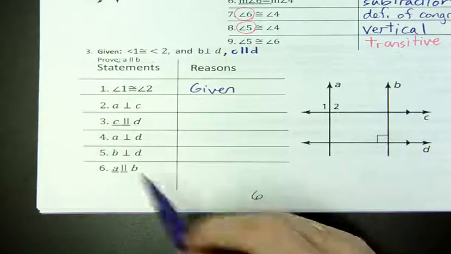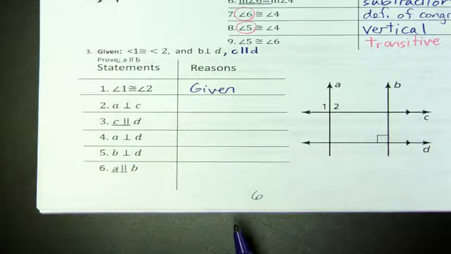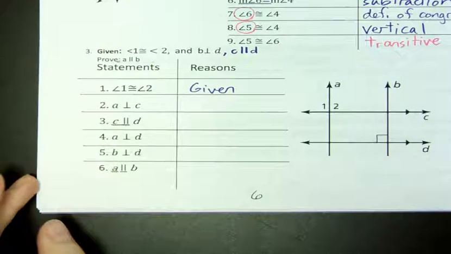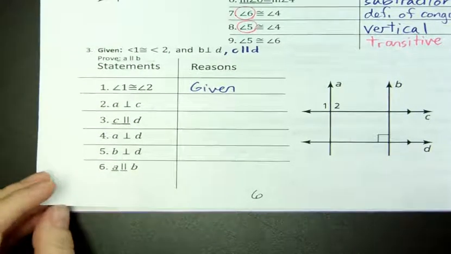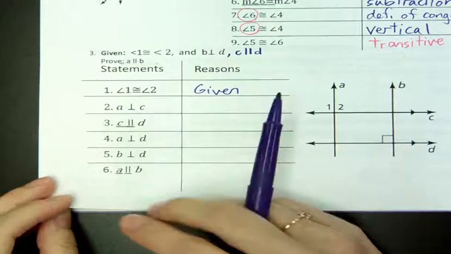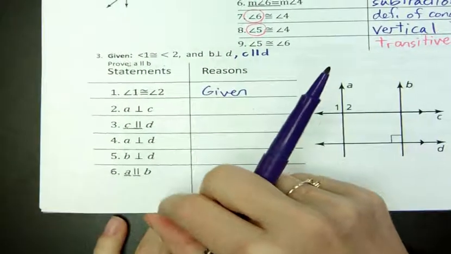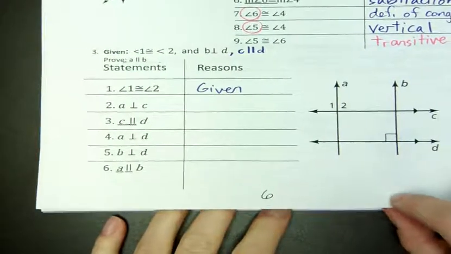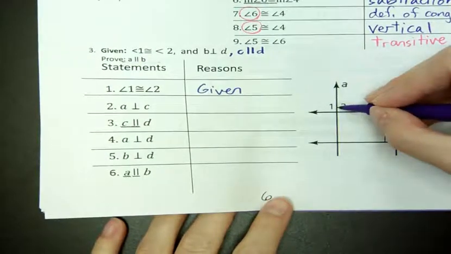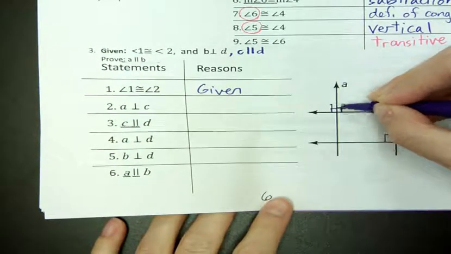So the definition of perpendicular, if they'd given us a perpendicular. But now the perpendicular sign showed up, so we have to put it in there. And so it's saying A is perpendicular to C. So basically it's telling us that angle 1 and angle 2 are both right angles.